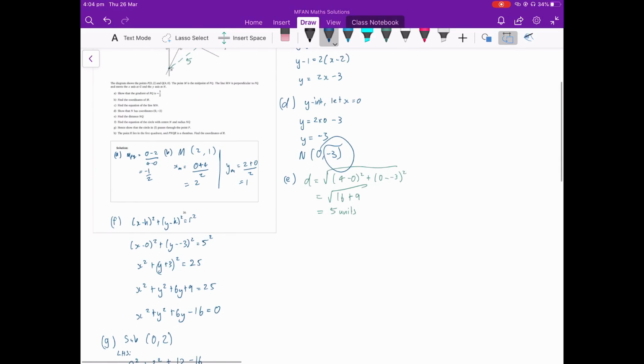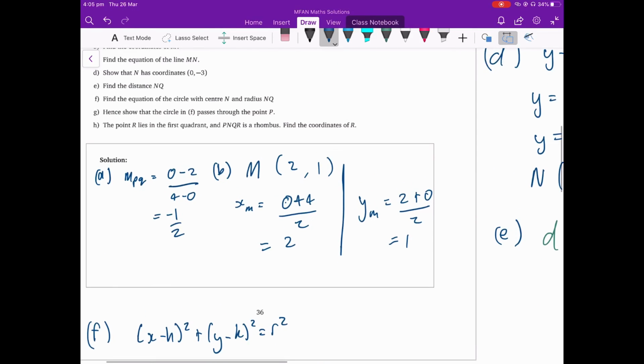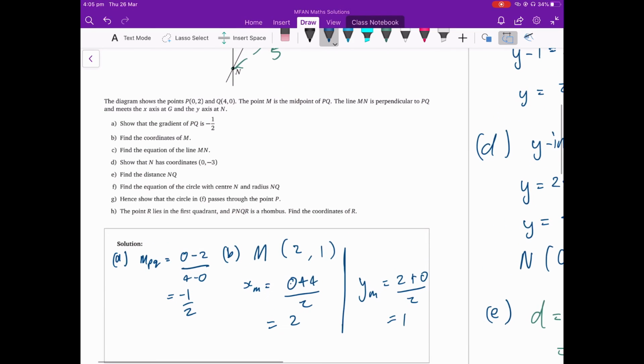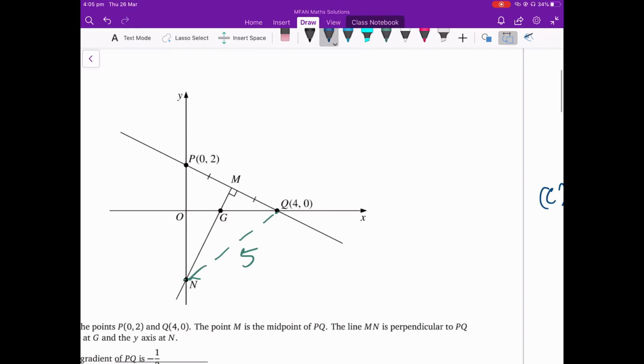All right, so now let's have a look at question H. It's always a nice question, the last one. Oh, rhombus. Okay, so the point R lies in the first quadrant, and P and Q are... Okay, so we have this new R is a rhombus. Find the coordinates of R. All right, so I guess we need to remember the properties of a rhombus. Now, a rhombus, okay, so R must be up here.